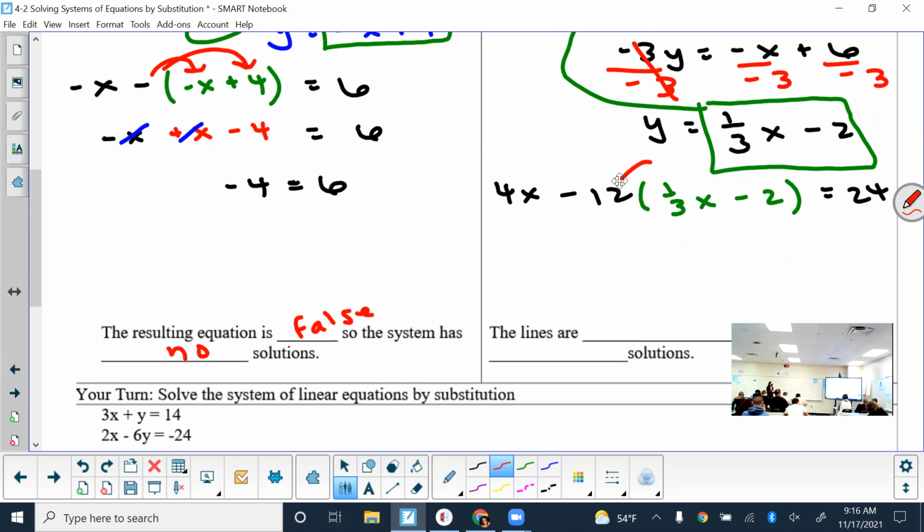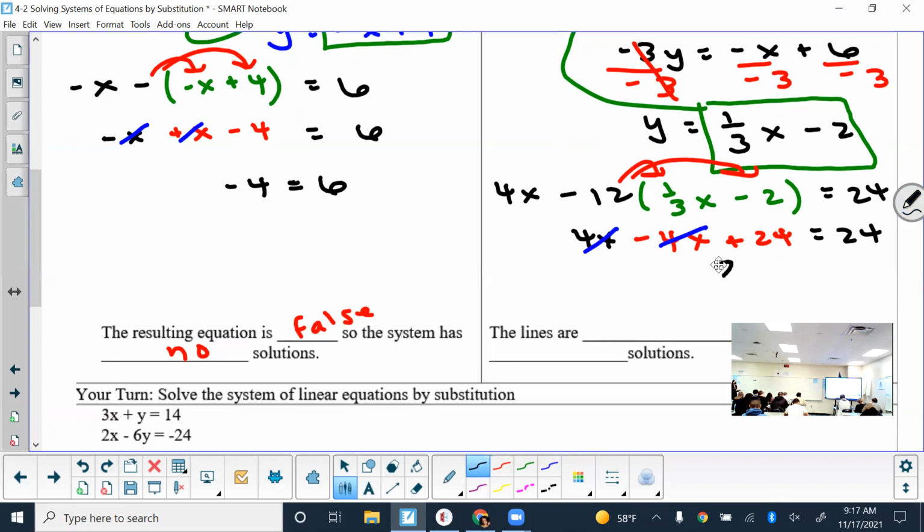All right, so then distribute that -12. What's -12 times 1/3? Good. -4x. And -12 times -2, a +24. And then bring everything else down. So equals 24, and then that 4x that was over here. All right, now combine like terms. What's 4x minus 4x? 0. So again, x canceled out.